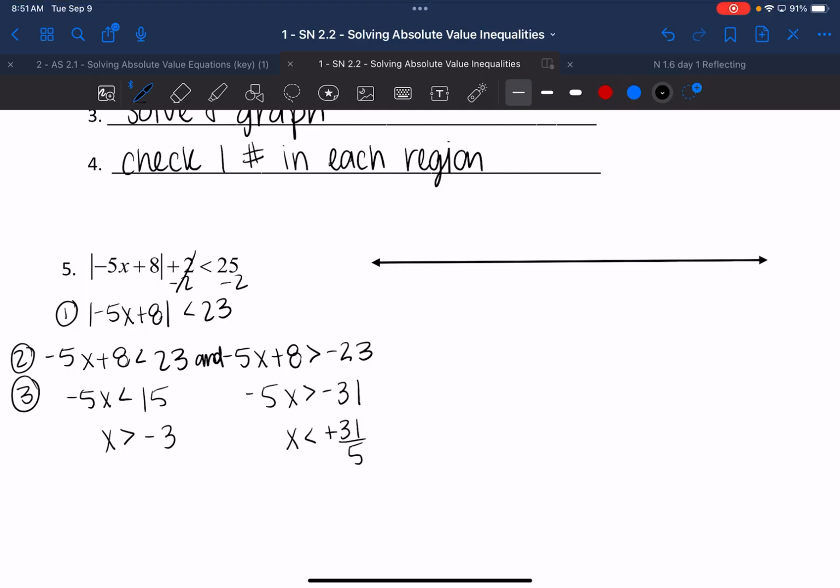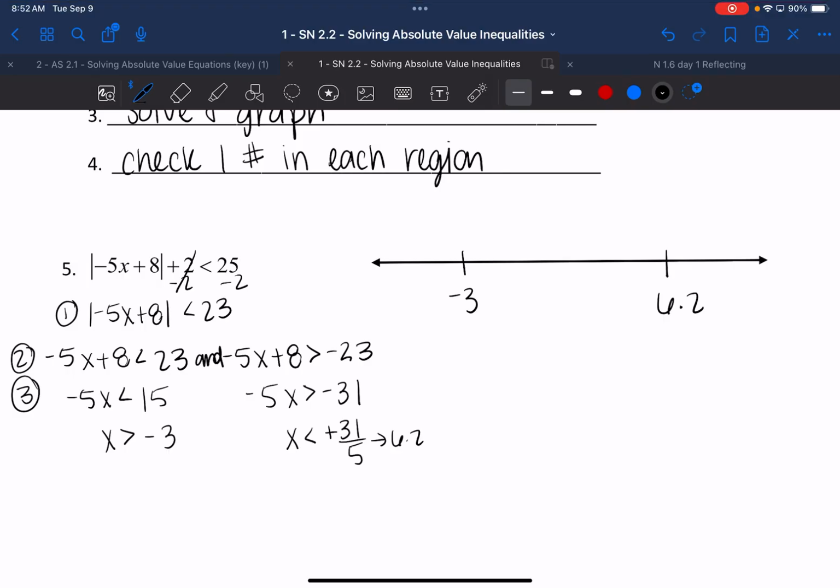Okay. So now that we actually have our numbers, we can go put those on the number line. If you're not exactly sure where 31 over 5 falls on the number line, feel free to convert that to a decimal if you were trying to put it between something. Approximately, what is that as a decimal? 6.2. So this is the same as 6.2. Okay, so I'm going to come over here to my number line. I got something at negative 3. And I've got something over here at 6.2.